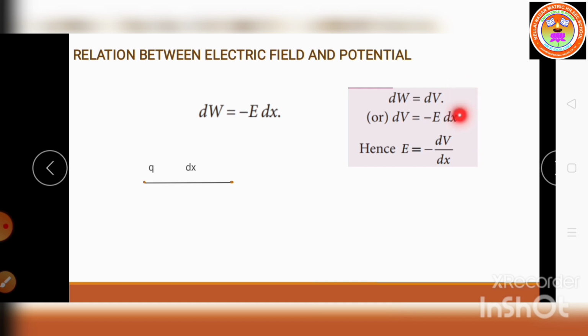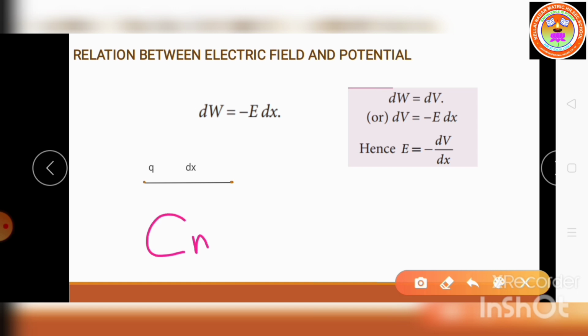So in the place of dW, I can now write dV. So dV is equal to minus E into dx, or we can write E is equal to minus dV by dx. From this, we already know the unit of the electric field. Now we are getting the formula E is equal to minus dV by dx.